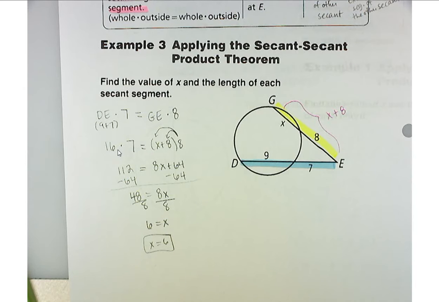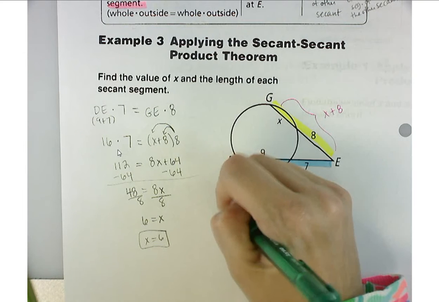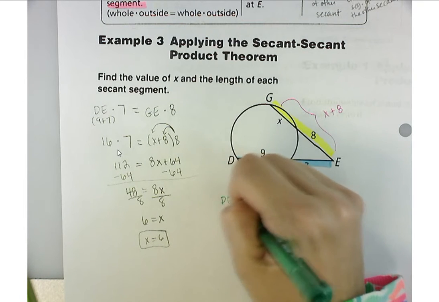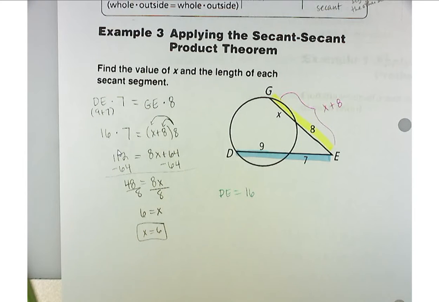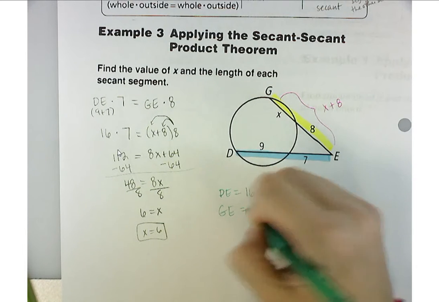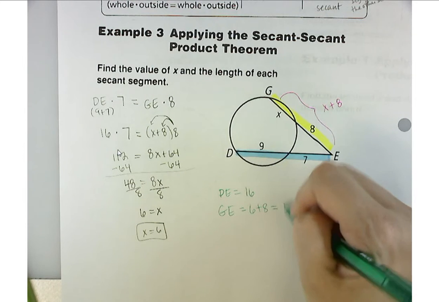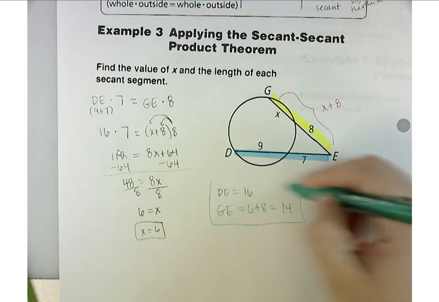The first thing we're going to find is DE, but we already know DE. DE is going to be 16 still, right? 9 plus 7. And then GE is x plus 8, so 6 plus 8, because that's what we just found for x. And that would be 14. So those would be our solutions as well.